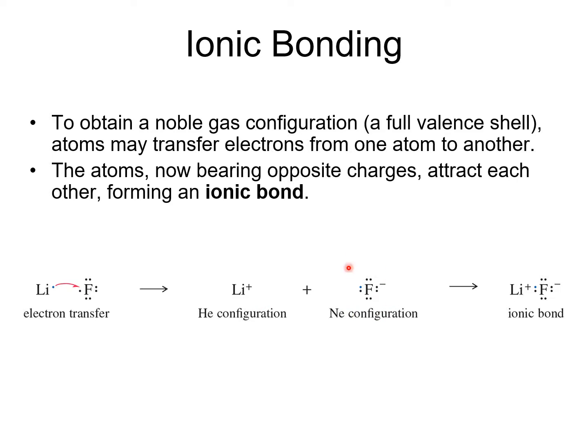We also have the neon electron configuration for fluorine, because now it has gained an electron. It took the electron from the lithium, so now it also has an octet. It has a full valence shell. It is the electron configuration of a noble gas. But now you also have a positive charge on the lithium and a negative charge on the fluorine. So then you form an ionic bond. So this is my ionic bond. An ionic bond is an electrostatic interaction between the positively charged lithium and the negatively charged fluorine.